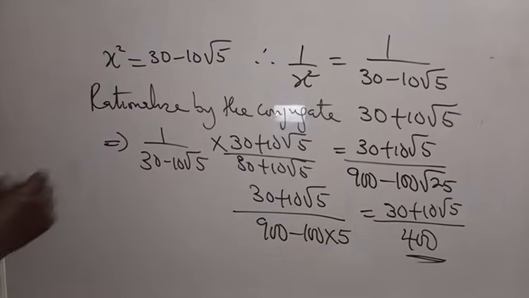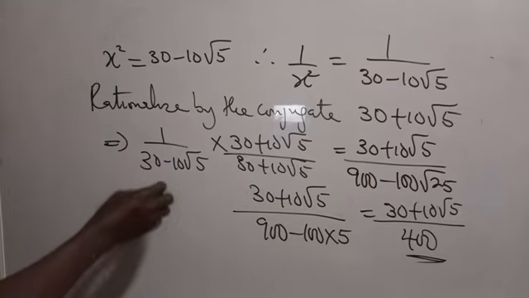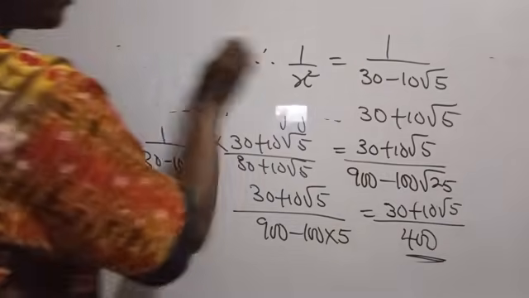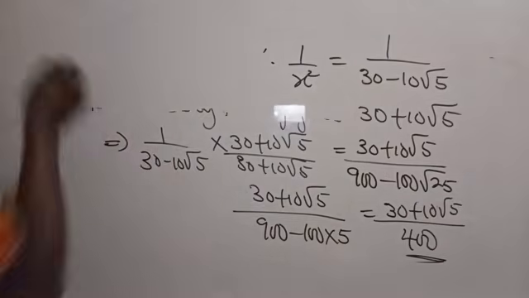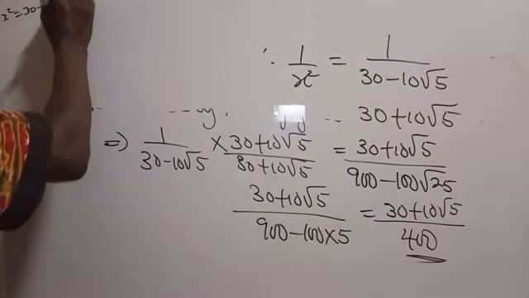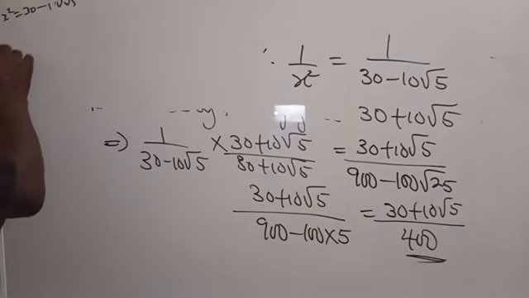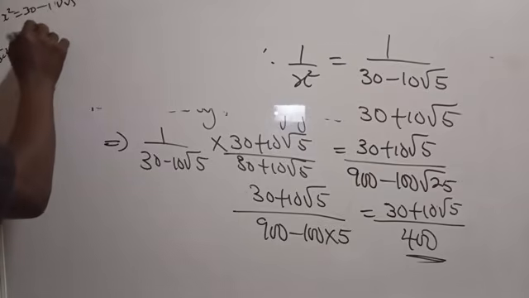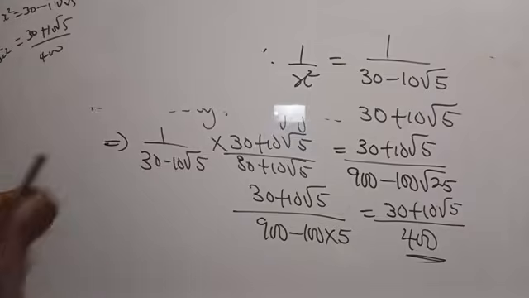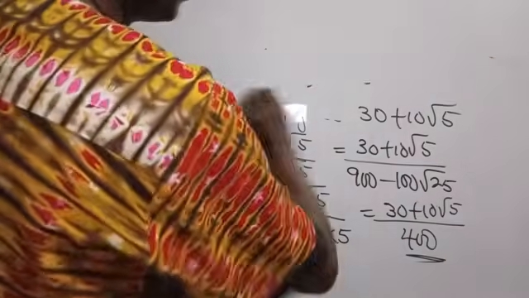Therefore, recall, our target is to get what? Our target is to get x squared plus 25 over s squared. So don't forget, let me write our x squared somewhere. s squared is 30 minus 10 root 5. And our 1 over s squared is what? 30 plus 10 root 5 all over 400. Okay, now, very simple.